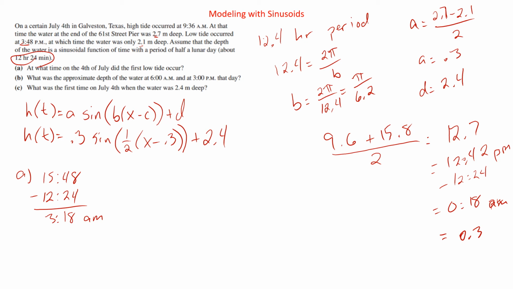What was the approximate depth of the water at 6 a.m. and at 3 p.m. that day? So for B, we just have to plug this in now. H of 6 will equal something. And at this point, you're just going to plug it into your calculator. This is not something where you're going to just know one of the unit circle values. So we're going to plug in 6. We're going to have 0.3 times sine, making sure I'm in radians, 0.5 times 6 minus 0.3.